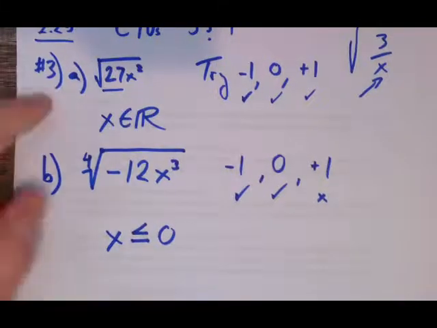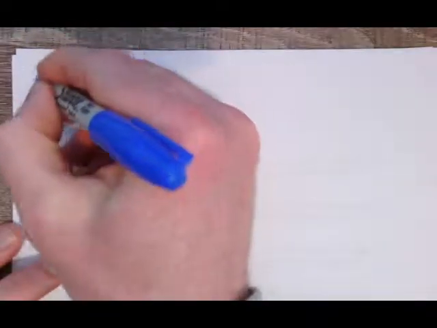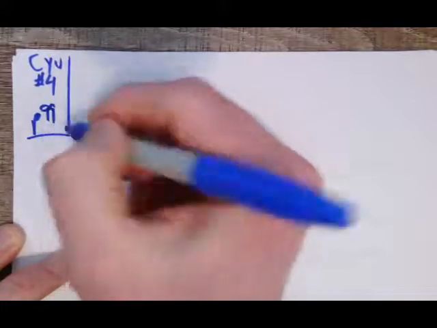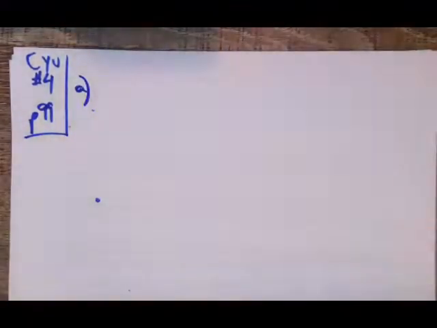Okay, so that's CYU number 3. I'm going to do number 4. CYU number 4, this is page 99. For which values of the variable is each radical defined, and then simplify the radical. Okay, so we're doing the same thing for the first part, and then the second part we're simplifying.